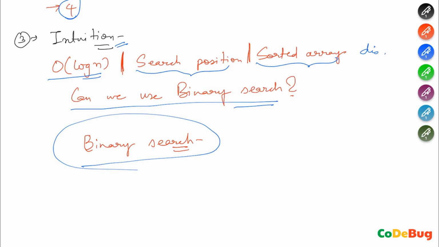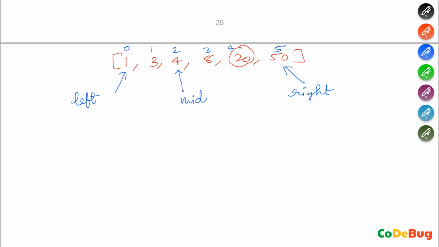Let's discuss what a binary search looks like. Let's think we have an array nums 1, 3, 4, 8, 20 and 50, and the target that we are looking for is 20. What we do in binary search, we have a left marker pointing at the first index of the array, a right marker pointing at the end index of the array, and we calculate a mid. The mid will be 2, right? Our target is 20, and is it equal to the number at mid? No, it's not. Target is actually greater than the number at mid.